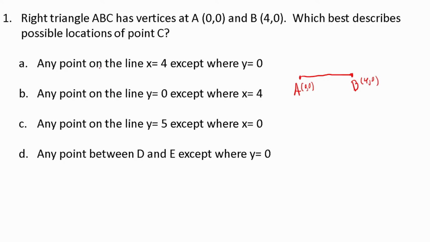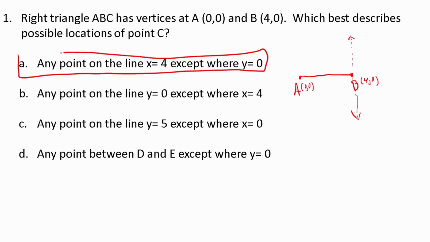The first one says any point on the line x equals 4 except where y equals 0. So x equals 4 is a dotted line that goes up and down right here where B is. And where y equals 0 is point B. So this is actually our answer on the first try, because if we put our lines out anywhere here, these would all create right triangles, right? Even if we go down, no matter where these lines go out, would create right triangles. So we are good to go.